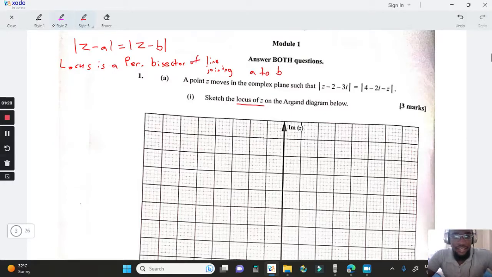Alright, that's it. So in this case now, this is the point A, Z minus A. If we just factor out the minus, it's really magnitude Z minus in bracket 2 plus 3i. So in that case, it's telling us our point A is, the real number is 2 and the imaginary part is 3. So that's 2, 3.